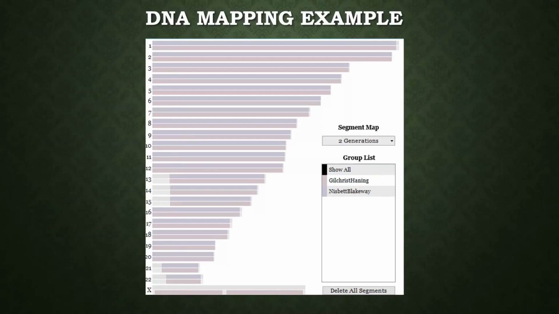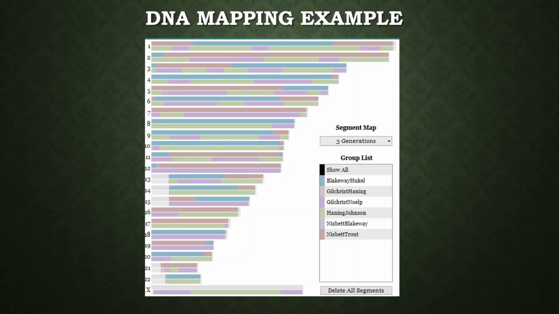And then I've actually tested enough of my ancestors that I can fully map out to my, I guess this would be grandparents. So I've now split my paternal side: the red here is Nisbet and Trout, and then the blue is Blakeway and Huckel. And so you can kind of see that I've got different portions of the different chromosomes that are from different portions of my family. In my case, I've been able to identify which portions come from the Nisbet side versus the other portions of my family tree.